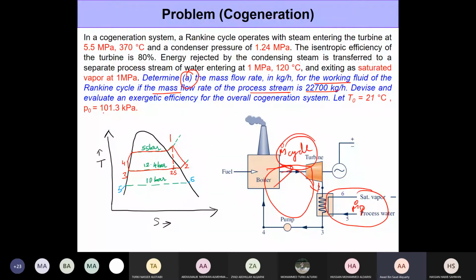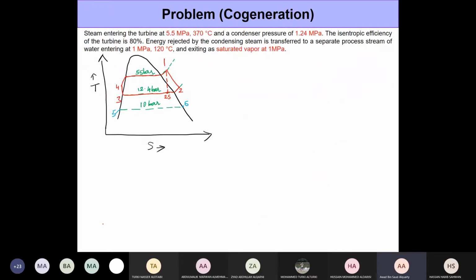The second thing that we need to do is devise and evaluate the exergetic efficiency for the overall system, the overall cogeneration system where you're providing work output plus some heat output. So this is what we want to do. Now, before we solve for mass flow rates or even the exergetic efficiency, in all these sorts of problems, we need to define the states and get the values of enthalpy and entropy. That's what we will do first.